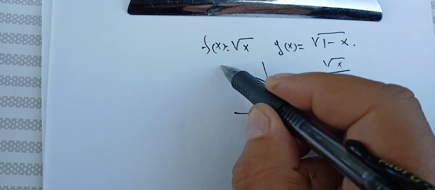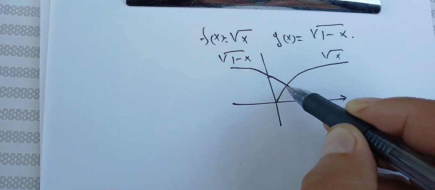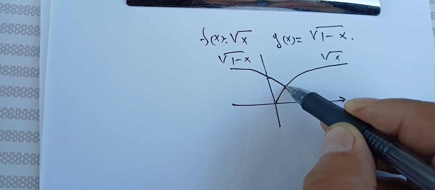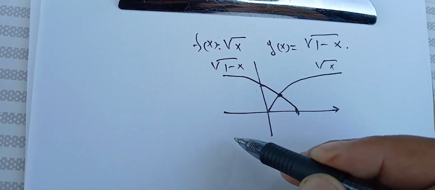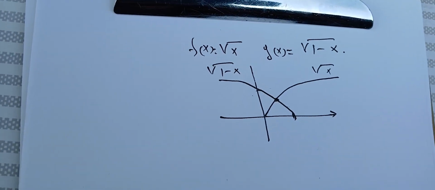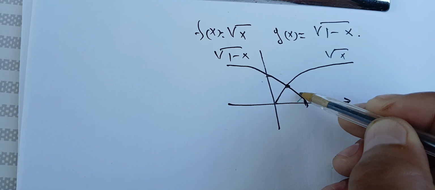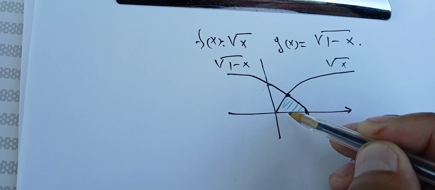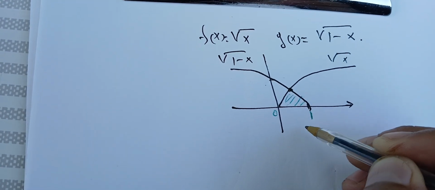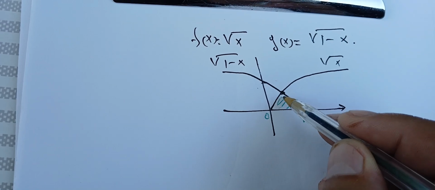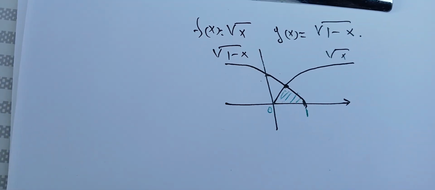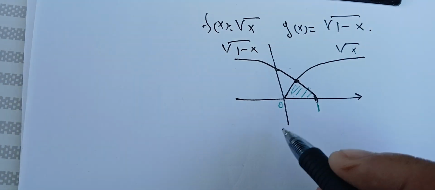We see that the two functions do intersect at this point, and we want to find the area enclosed by the two. So here, this is my area. This is 0, this is 1, and therefore I'm interested in finding this area. But first, let's find this point of intersection.